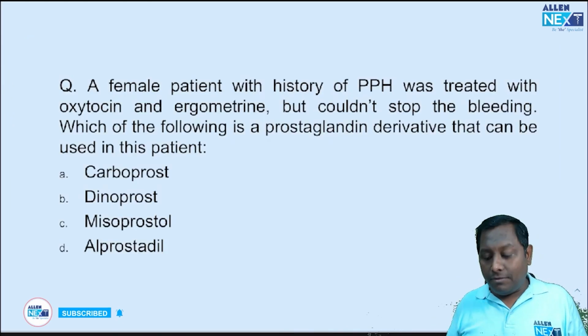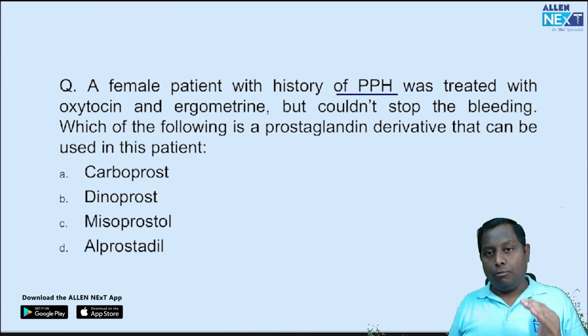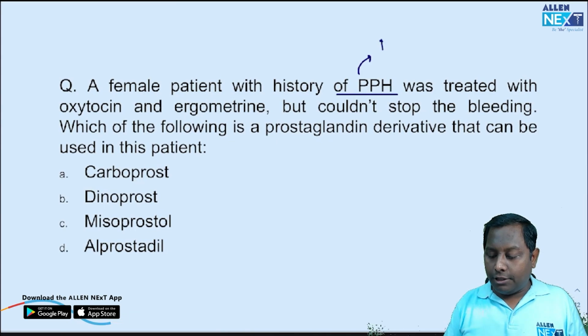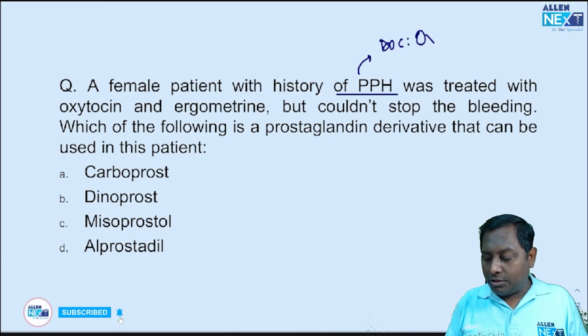Next one. A female patient with a history of postpartum hemorrhage was treated with oxytocin and ergometrine. Postpartum hemorrhage, what is the drug of choice? First and foremost, the drug of choice is going to be oxytocin.